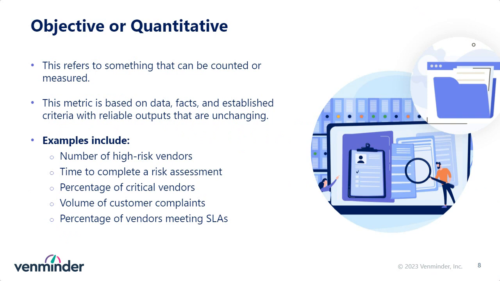Now, both KPIs and KRIs come in one of two flavors. So the first one is objective or quantitative metrics, right? We use a root word, quantitative, like quantity. That means it's something that can be counted or measured. And this metric is always based on data, facts, and established criteria with reliable outputs, right? So we always use these numbers and the outputs are unchanging. Some examples include, number of high-risk vendors, percentage of critical vendors, percentage of vendors meeting SLAs.